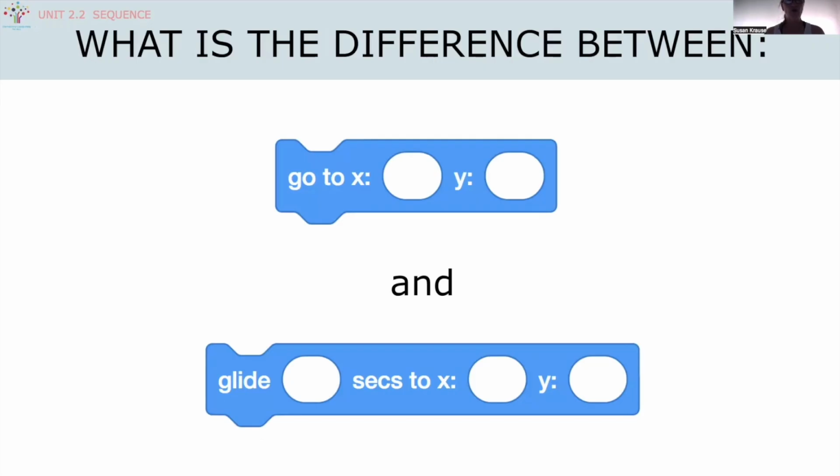Well, the go-to XY block will place your sprite in a specific location on the stage without you visibly seeing it move to that location. It will just appear in the location.